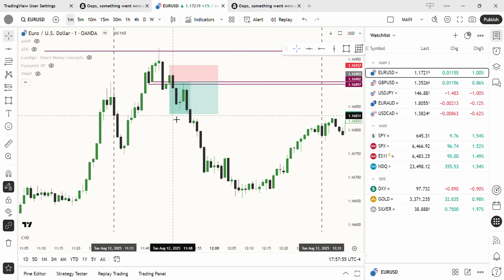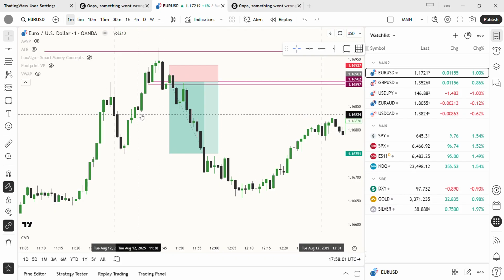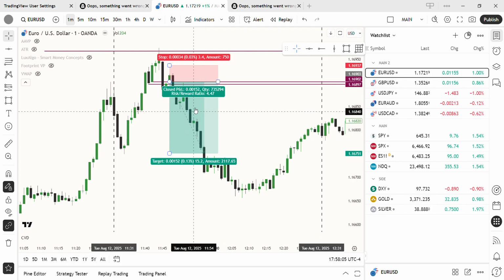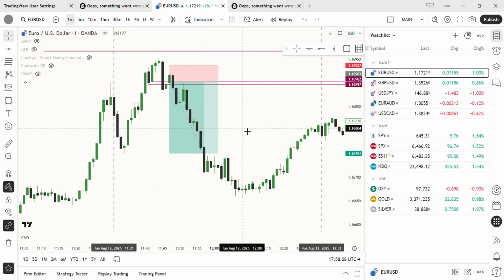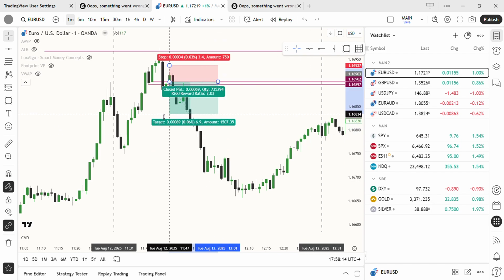I could take partials here, also target here, and then take partials here, which we can see price kind of bounced off of once it was near, and then yeah, come through, touch here, would have hit. But let's be realistic, I would have probably done a trade like this.